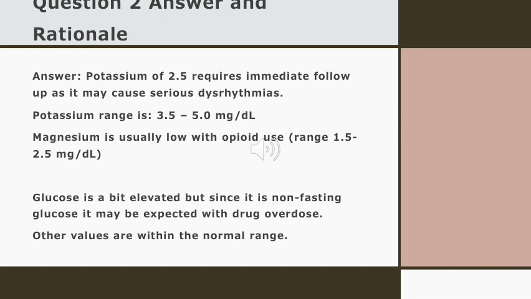Question 2, answer and rationale. Potassium of 2.5 requires immediate follow-up as it may cause serious dysrhythmias. Potassium range is 3.5 to 5. Magnesium is usually low with opioid use. Range 1.5 to 2.5. Glucose is a bit elevated, but since it is non-fasting glucose, it may be experienced with drug overdose. Other values are within the normal range.